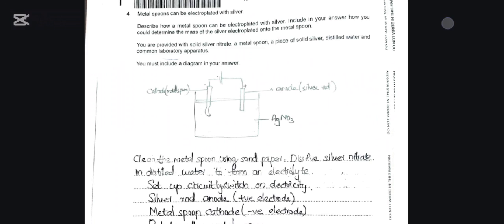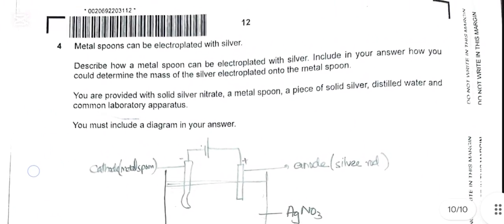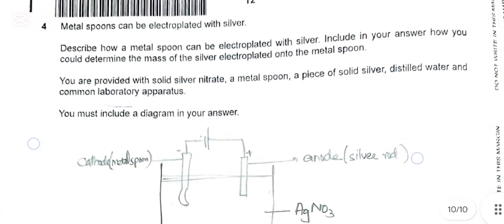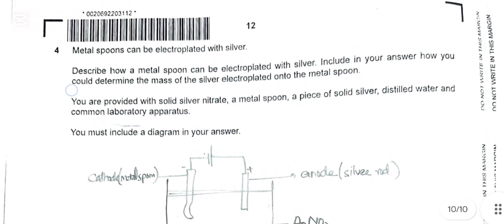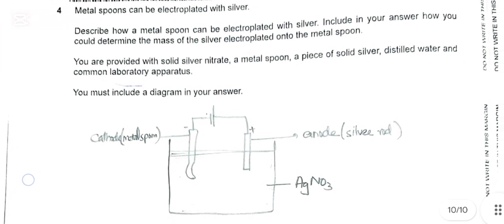Now this question 4: metal spoons can be electroplated with silver. Describe how a metal spoon can be electroplated with silver. Include in your answer how you determine the mass of the silver. This is very important. Read your question really well. Electroplated on the metal spoon.